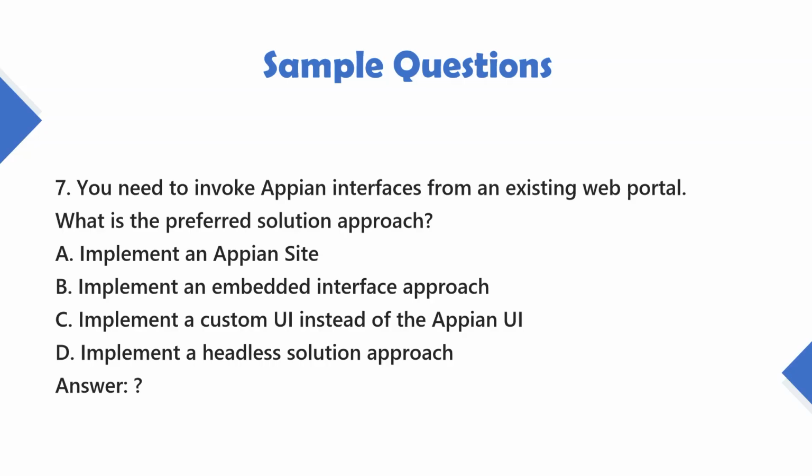7. You need to invoke Appian interfaces from an existing web portal. What is the preferred solution approach? A. Implement an Appian site. B. Implement an embedded interface approach. C. Implement a custom UI instead of the Appian UI. D. Implement a headless solution approach.